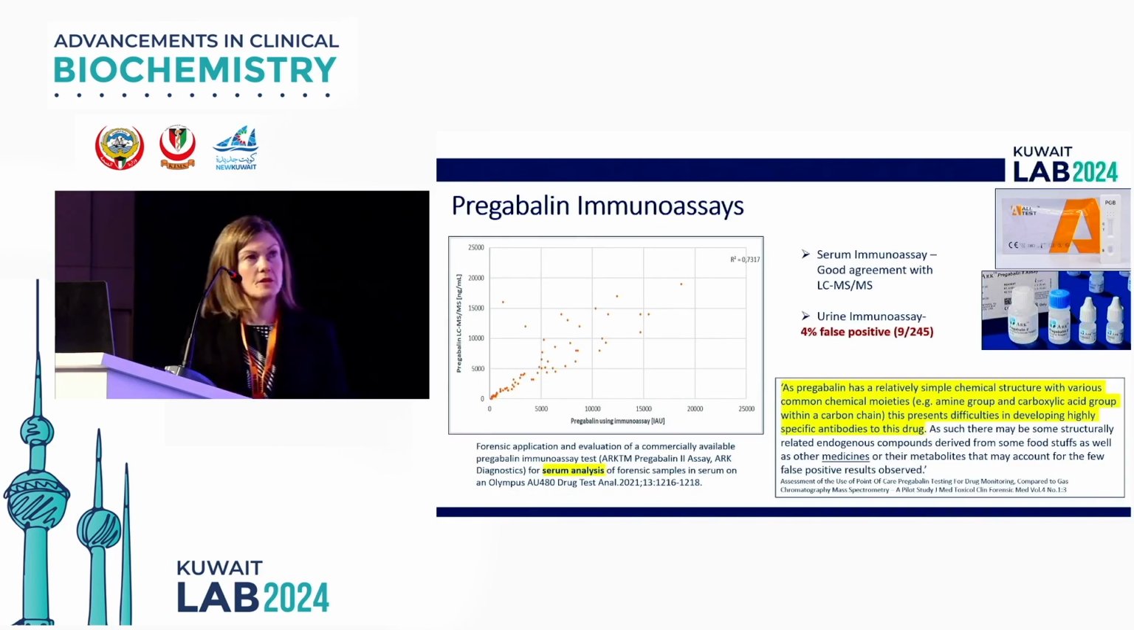There are also immunoassays for pregabalin, and this paper suggests that it's quite difficult to make antibodies to pregabalin because it has a relatively simple chemical structure. But the paper published here in 2021 suggests that serum assays are actually quite good for pregabalin, but the urine immunoassay suffers a lot from false positives.